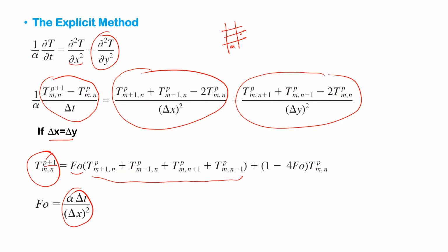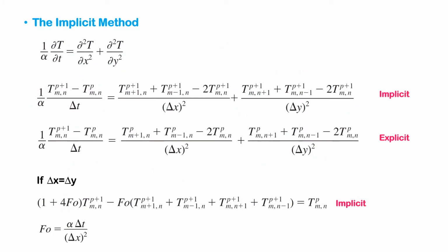So this is forward time, this is past time. p is past, p plus 1 is forward or future time. If we know the temperature in the past, we can move forward and calculate the temperature in the future. For instance, if you know the initial condition at t equal to 0, and you would like to calculate the temperature at t equal to 5 seconds, you just repeat this multiple times until you get the proper time.